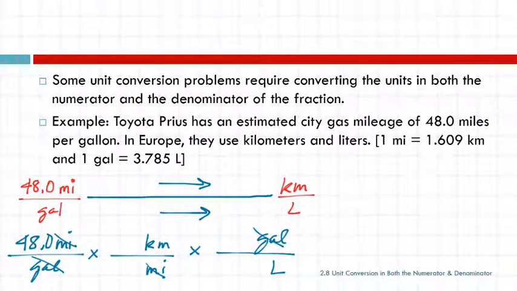The units that are left after I've crossed everything out are kilometers in the numerator and liters in the denominator, and that's what I wanted. So now I can put the numbers in, kilometers and miles. So this one is saying 1 mile is 1.609 kilometers. And then the other one tells me that a gallon is 3.785 liters. So I've got 48 times 1.609 divided by 3.785.